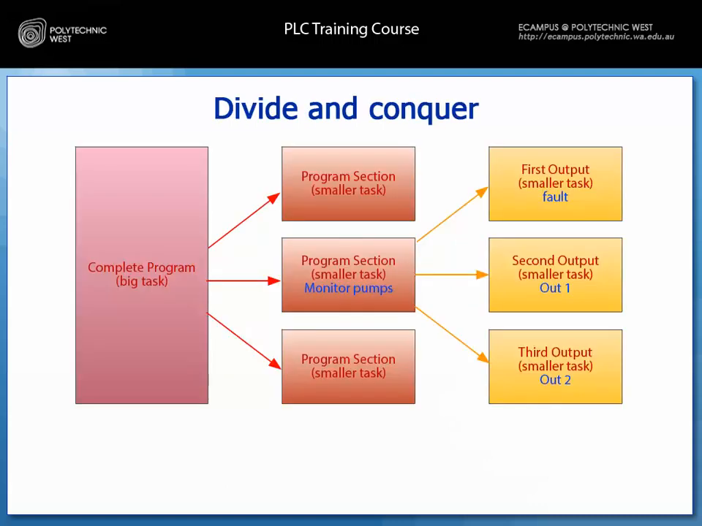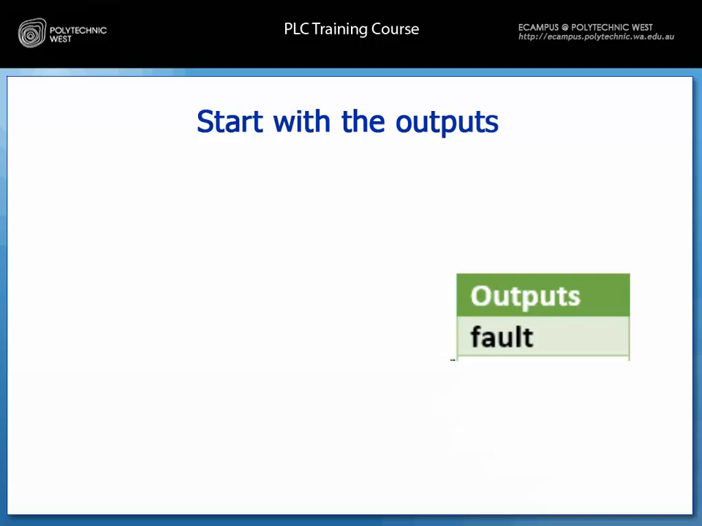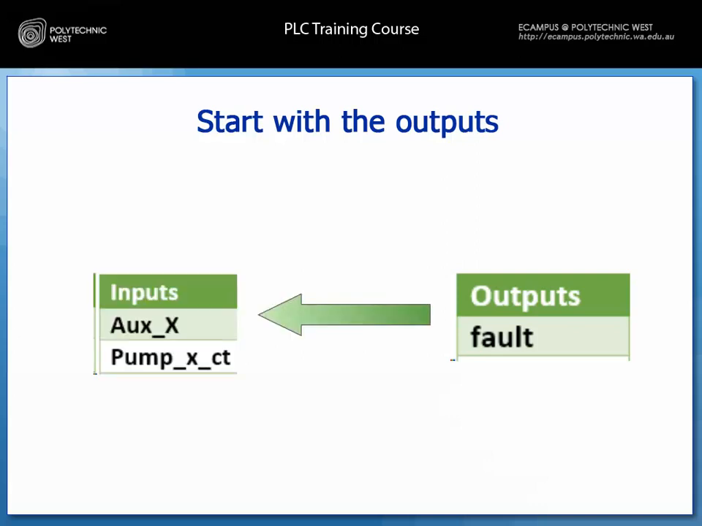Divide the whole project into a series of smaller tasks by dealing with one output at a time. Start with the outputs and work back to the inputs by deciding what has to happen for the output to come on. Output 1 comes on when the pump X is in fault, and there is an auxiliary X to tell us when the pump is switched on, and pump X CT to indicate that pump X is running.